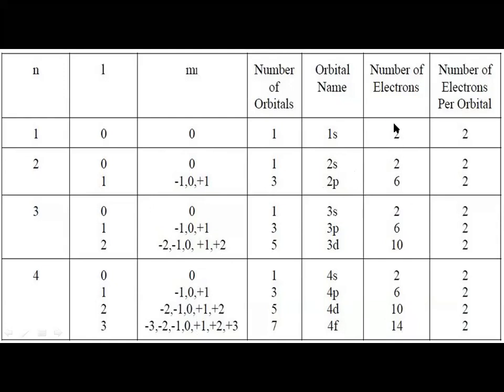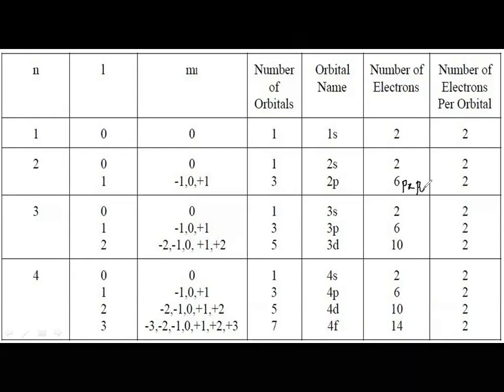Number of electrons: 2 for s, for p it is 6, for d it is 10, for f it is 14. And the number of electrons per orbital is always 2. Remember that. What does that mean? Here there are 3 orientations, Px, Py, Pz. Px is 1 orbital, 2 electrons. Py is 1 orbital, 2 electrons. Pz is 1 orbital, 2 electrons.